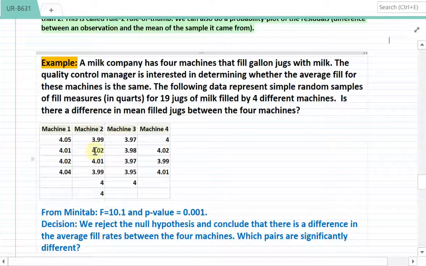Maybe 1 and 2 are about the same. 2 and 3 may be the same. But 1 and 3 look different. You see how I'm looking at pairwise, 2 at a time comparisons. So that's what we want to do. Next, we want to tap into that. So which pairs are significantly different?